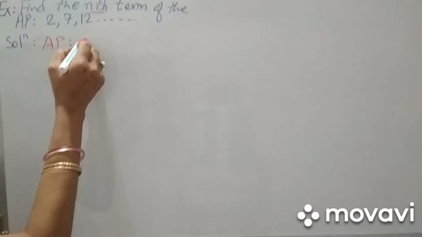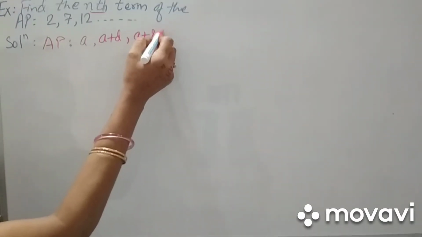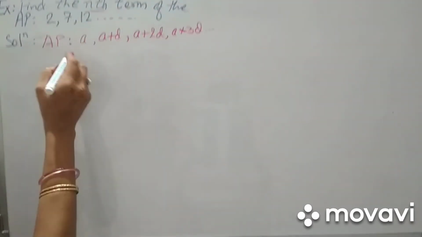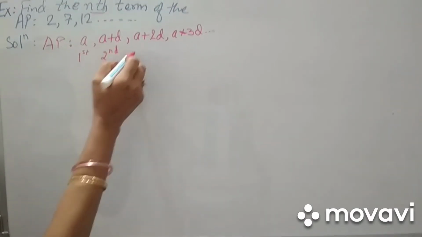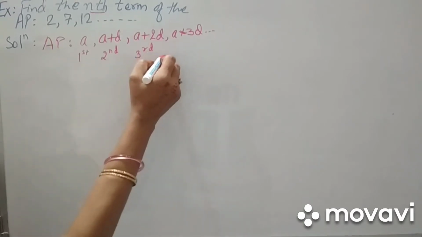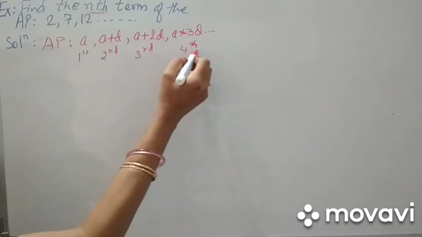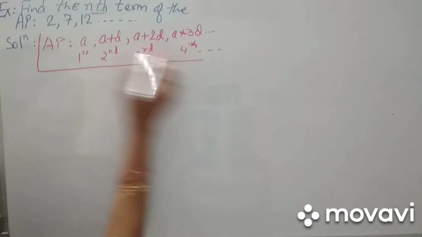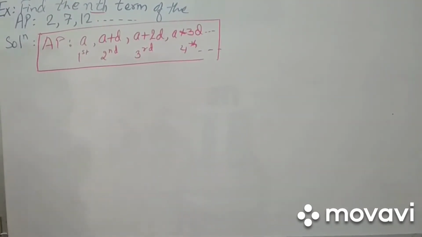What was it? A, A plus D, A plus 2D, A plus 3D, and likewise. So A will be my first term, A plus D is the second term, A plus 2D is the third term, A plus 3D is my fourth term. Likewise, it will go on. So remember, this will help us to derive a formula to find the nth term.